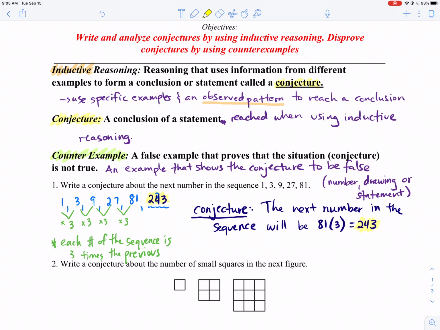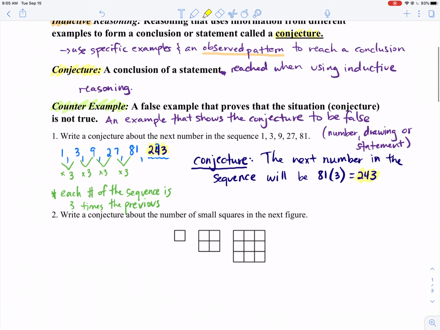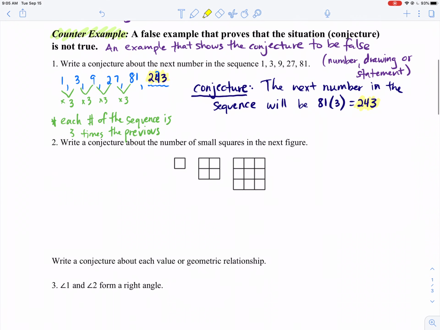Okay, so that's one example of writing a conjecture. So we're going to go down here where we have one where we have a diagram. It's a little bit different. So it's saying, write a conjecture about the number of squares in the next figure. All right, let's do red. So first one, we're going to have 1. Second figure, we have 4. And then the next figure, we're going to say we have 9.